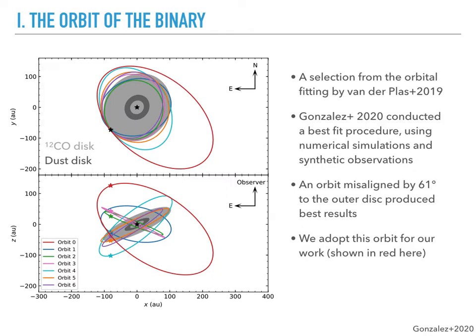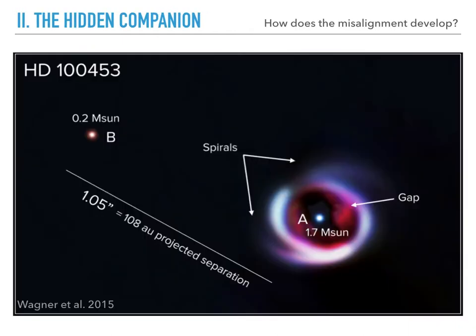In part 2 here, we're going to adopt the best fit orbit from part 1, which is shown in the graph in red, and use this to explain the other features that we observe in this particular disk. As a reminder, here's a SPHERE observation of HD100453. In the upper left corner, we can see the outer companion indicated by B, and in the lower right, we can see the primary star indicated by A, with its disk surrounding it and these two spiral arms forming structure in the disk.